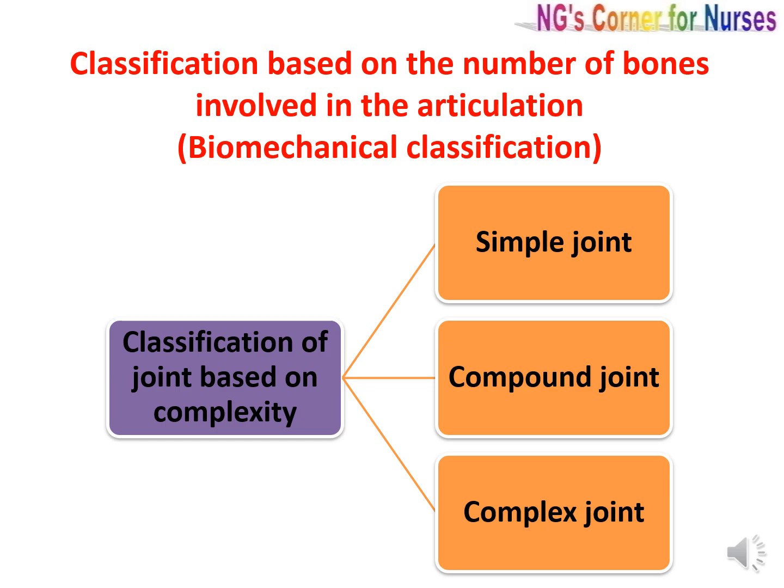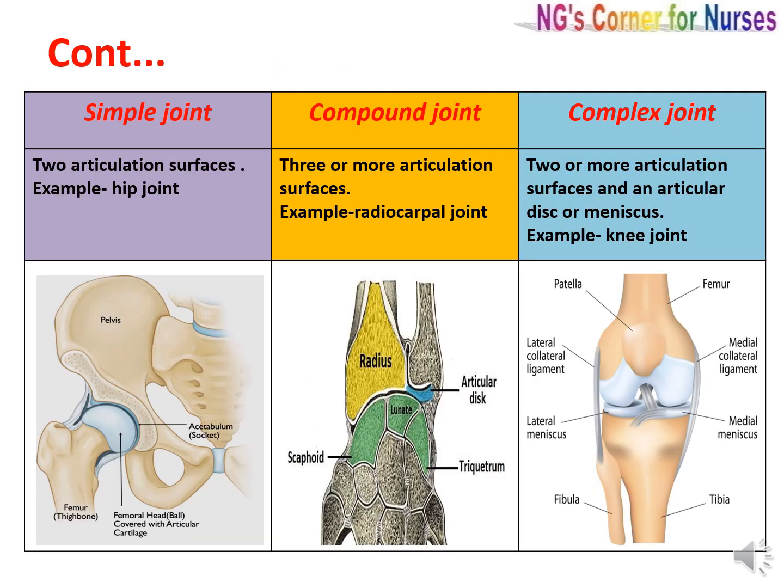Next, coming to the classification based on the number of bones involved in the articulation, or biomechanical classification of joint. In this way, we can divide joints into three types: simple joint, compound joint, and complex joint. Let's see each type. First is simple joint. When only two articulation surfaces are there in the joint, it is called simple joint. As an example, we can say hip joint.